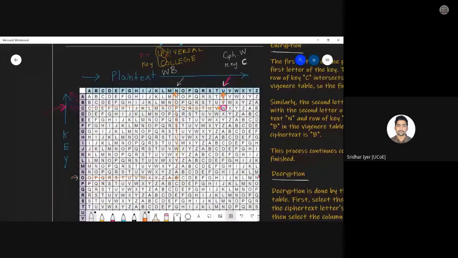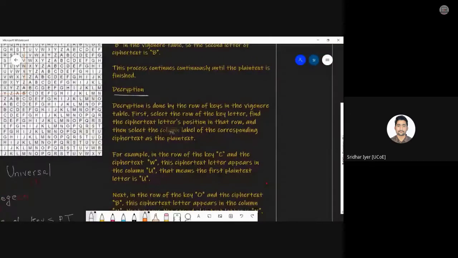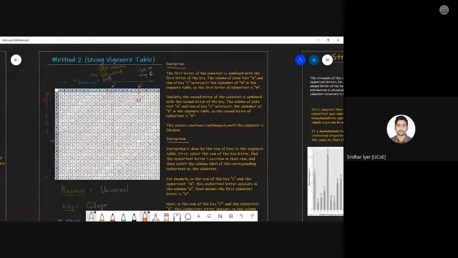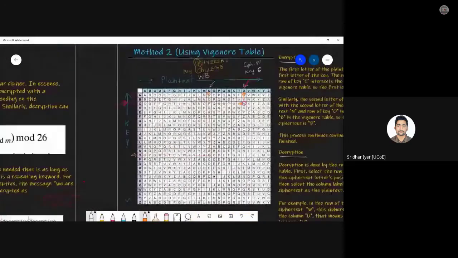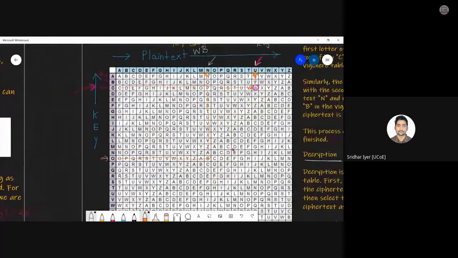If you want, simply write down the decryption process in your notebook. People make mistakes here, let me tell you. Instead of the key row, they check the ciphertext row, and that is where they make the mistakes. It is very simple. जैसे आप यहाँ तक पहुंचे हो वैसे ही उल्टा जाना है. Whichever path you have used to achieve the ciphertext, you have to use the same path in the reverse order. That's it.